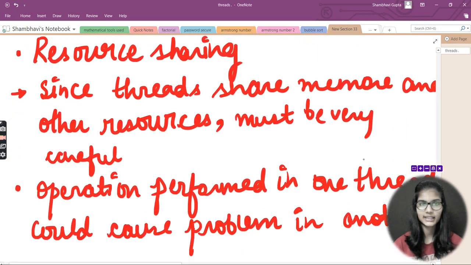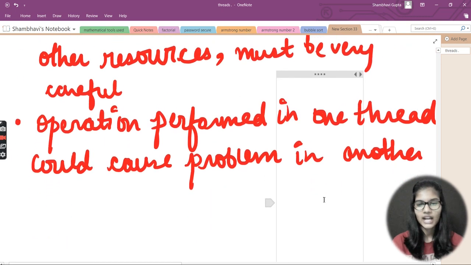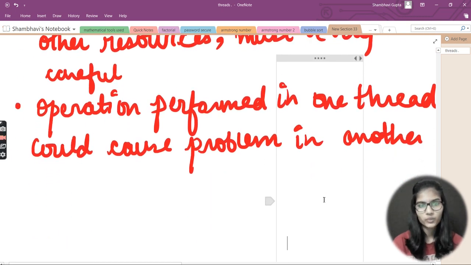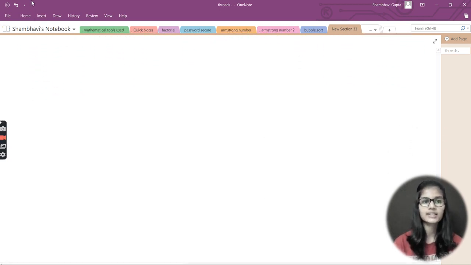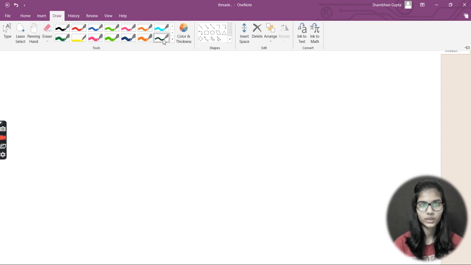Other than that, we had seen another problem, which was resource sharing. Since threads share memory and other resources, we must be very careful. While sharing memory and resources between threads, we need to be very careful, because operations performed in one thread could cause problems in another, right? This is the whole idea that we had discussed, and that was a quick revision.